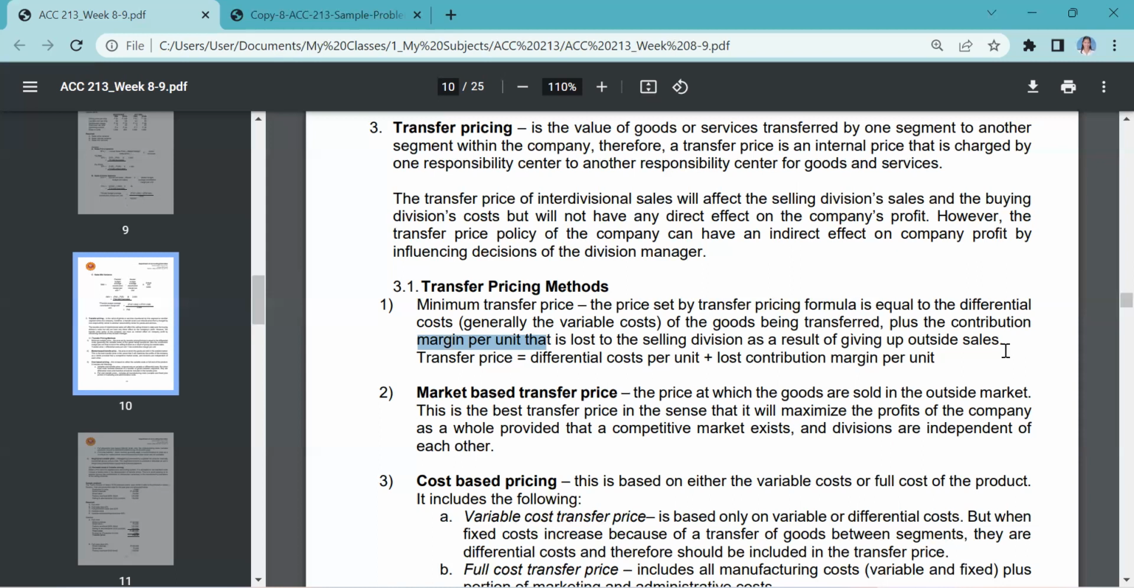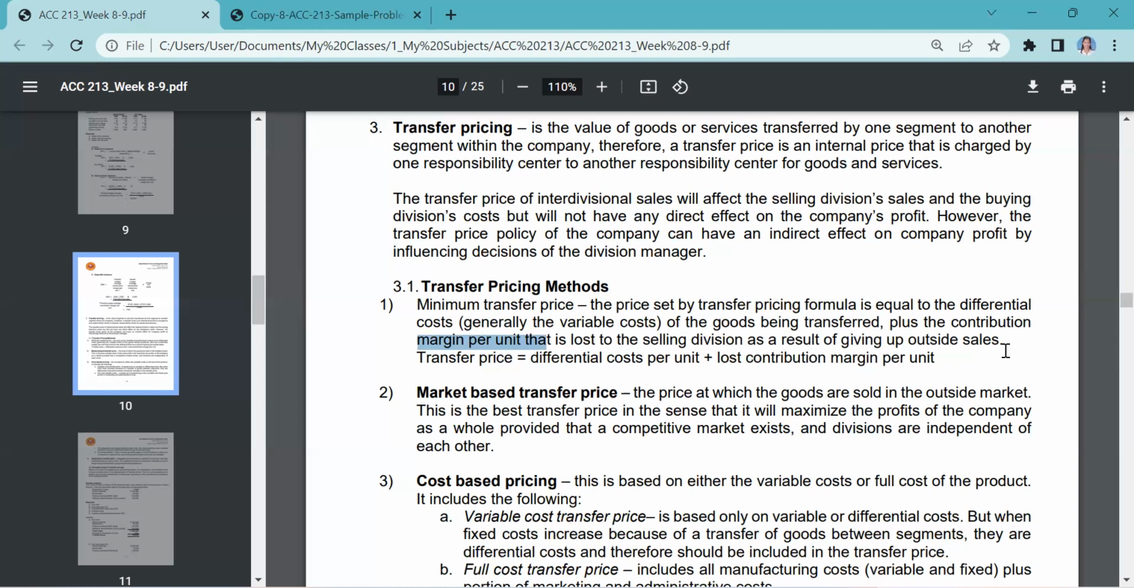So, if you are operating below full capacity, we have no problem. Most probably you won't incur an opportunity loss if you cater to the needs of another unit within the entity. But if you are already operating at full capacity, meaning class, if you're going to accommodate the demand of the internal segment, meaning another unit within the organization, then you'll be giving up the possible contribution margin that you could have earned from your outside sales. So that is the amount that you're going to consider as the opportunity loss.